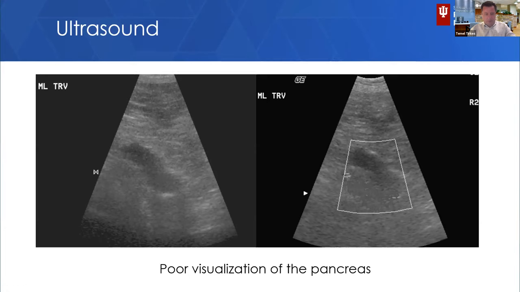So definitely not a first line image, unless you're dealing with a pediatric patient. You do not want to CT every pediatric patient, but in adults, you probably don't have a lot of use for ultrasound.